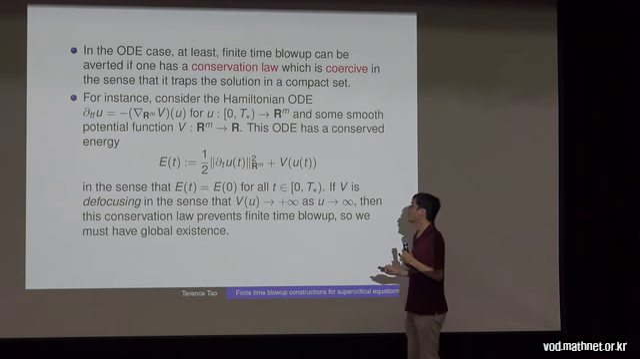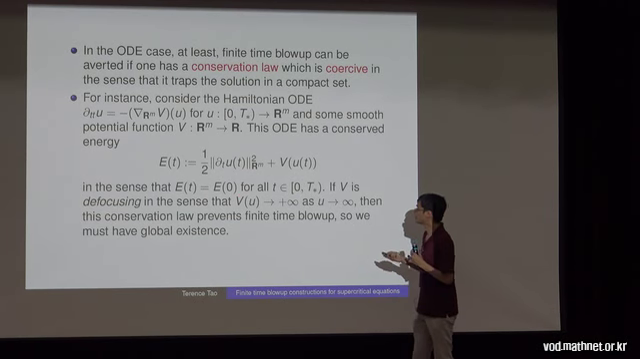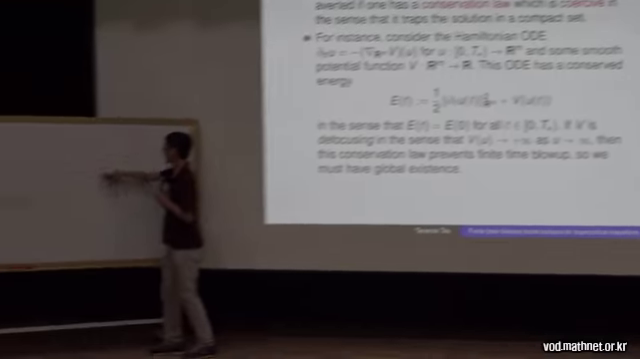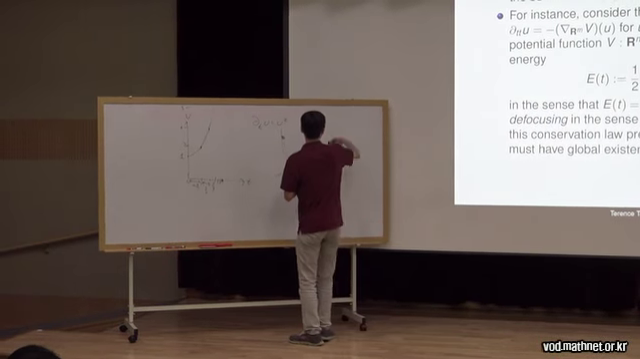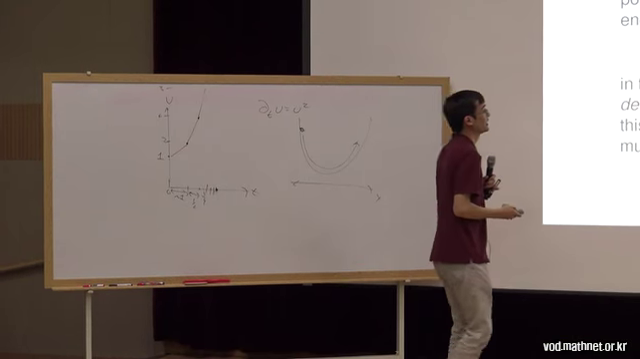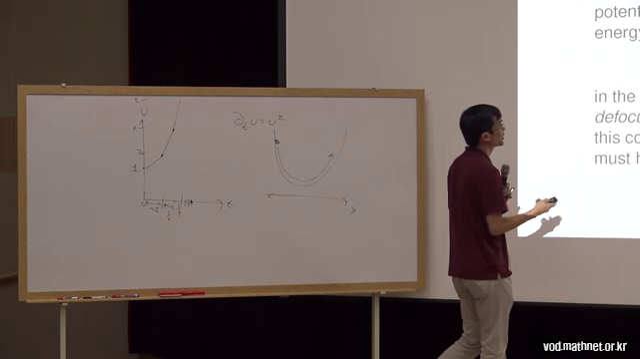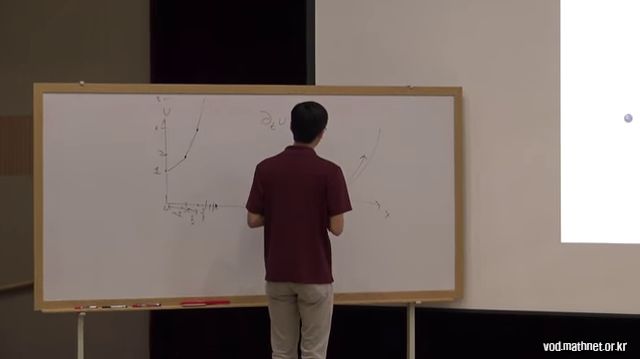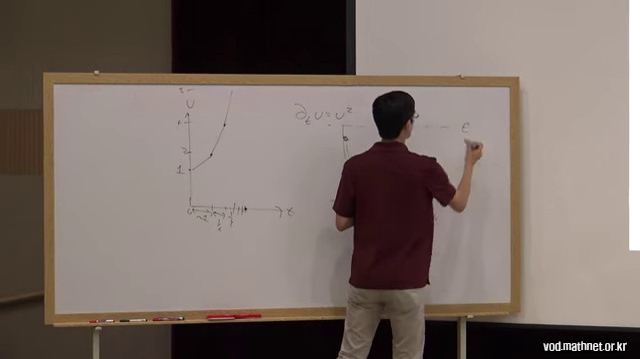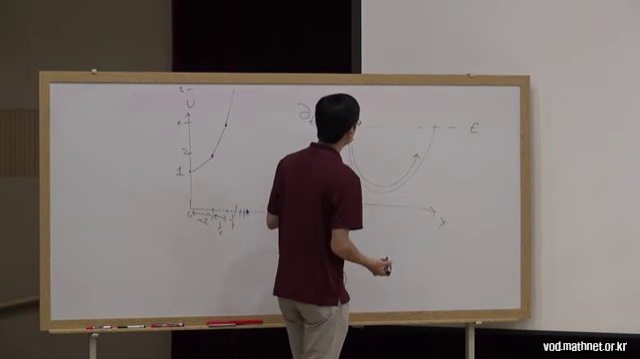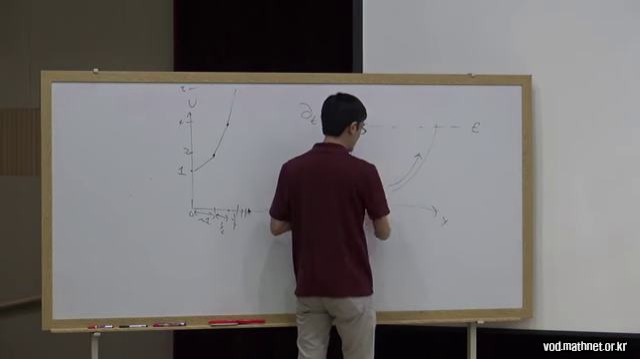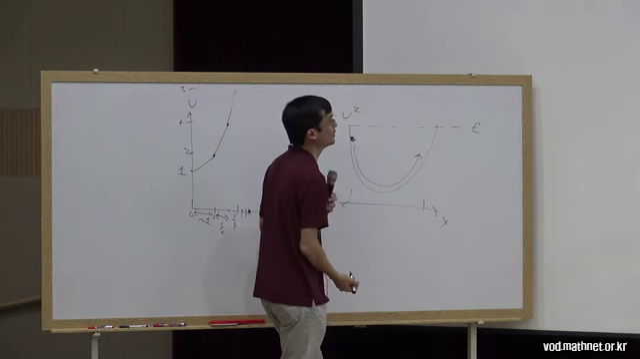is always conserved. So as long as your potential is defocusing, so this potential energy V is said to be defocusing if it goes to infinity at infinity. So it goes up like this. Okay. So as long as V goes to plus infinity at infinity, then the energy conservation law traps U. So if you have a fixed energy, so if the total energy of your particle is of size E, then your particle can never escape this region here. It must always be trapped inside this interval, and then it can't blow up.